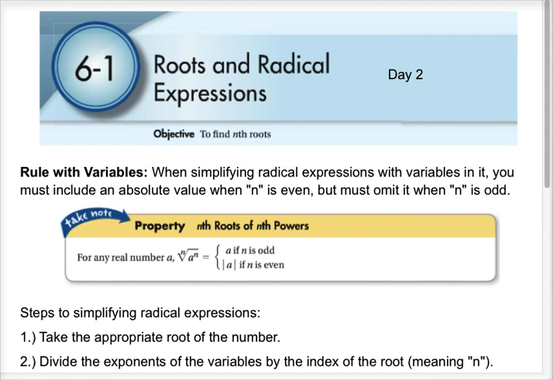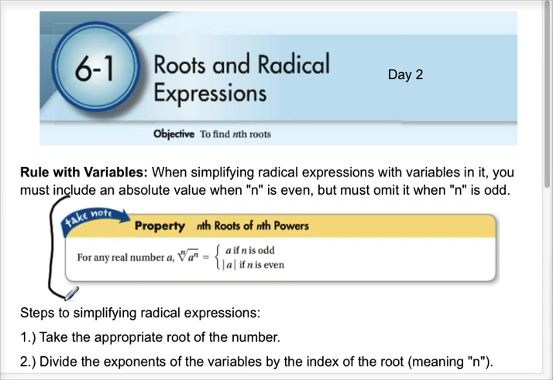So today we are going to continue our conversation on taking nth roots, okay? However, today we're going to introduce variables into these. So you're also going to be able to take the root of variables with an exponent. Now, something to consider, all right? So, nth root of variables. Now, when n is odd, it doesn't change anything.